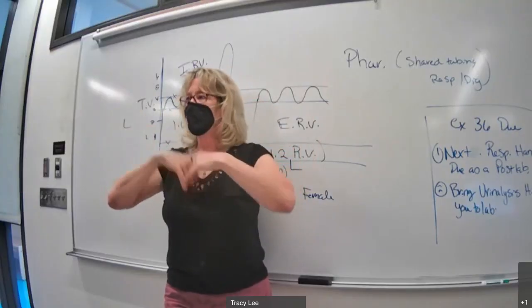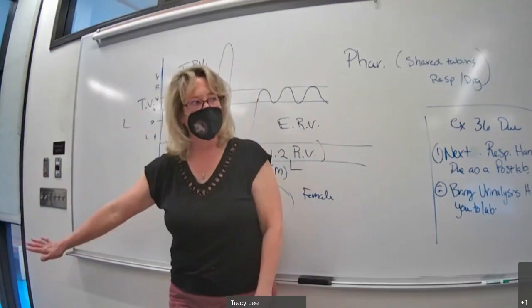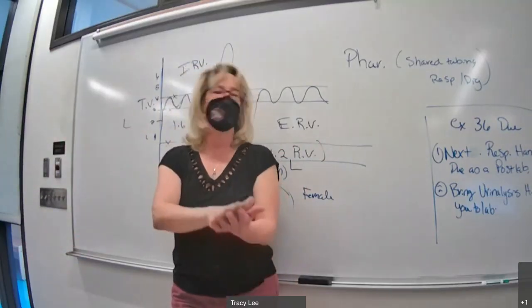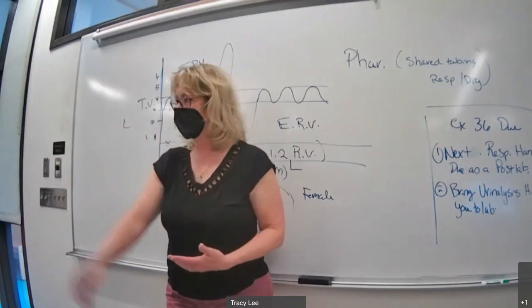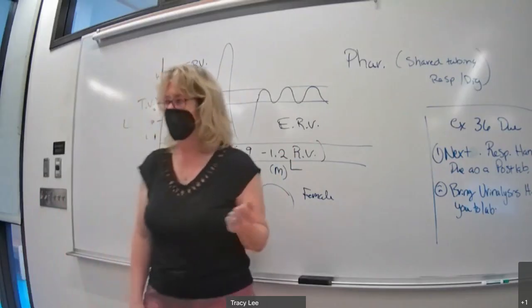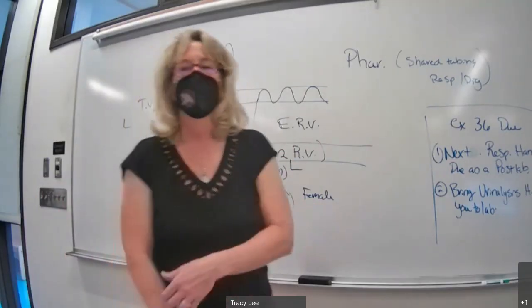So we're breathing in oxygen, we're putting it into our alveoli, into our bloodstream, and we're taking carbon dioxide from the bloodstream, we're putting it into our alveoli, we're exhaling it back into the atmosphere. That is external respiration. What is internal respiration?